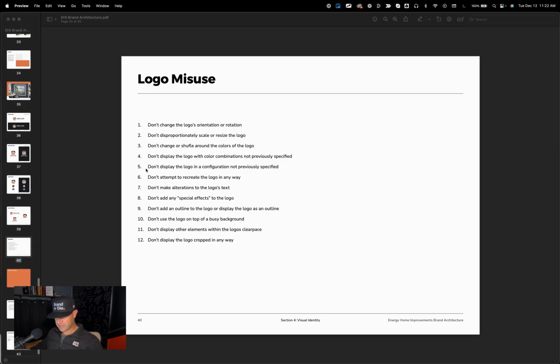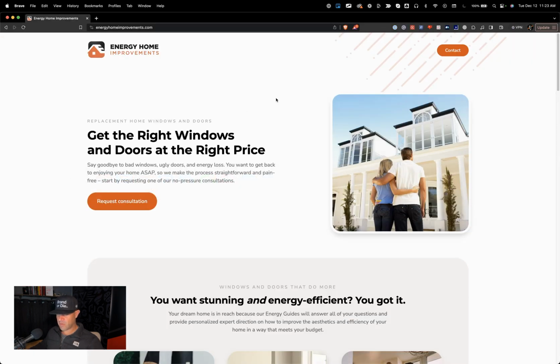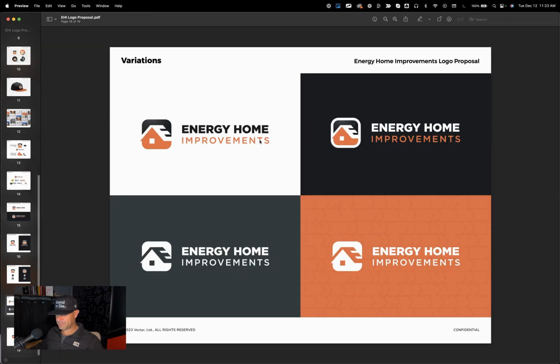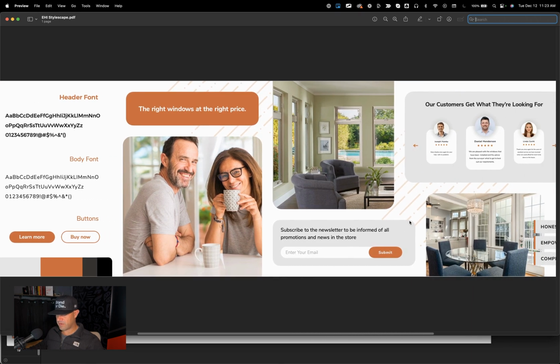There's also a list of logo no-nos. You never do these things with the logo in any way. Although we have these rules here, sometimes people do not follow those rules, which is why you need someone to manage your brand and make sure that you can enforce those types of things overall. So we're going to take a look at the website now. So if you remember from our Stylescape, we have this kind of look and feel, these rounded edges.